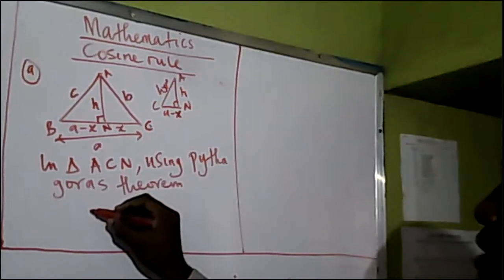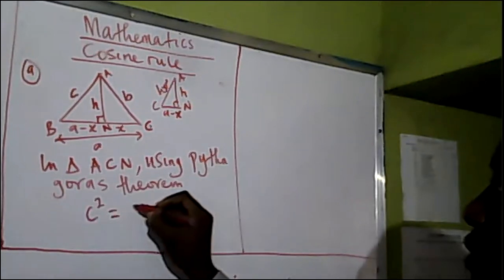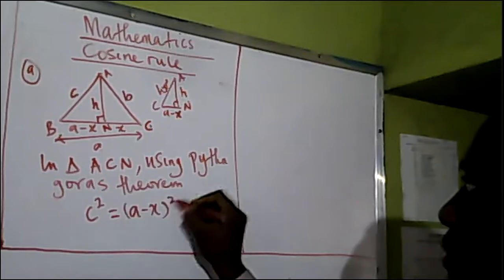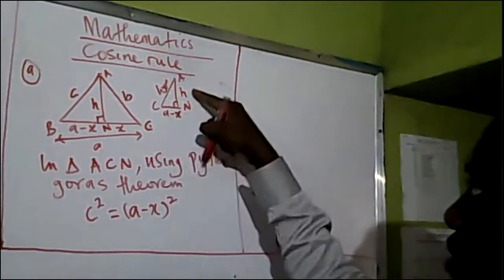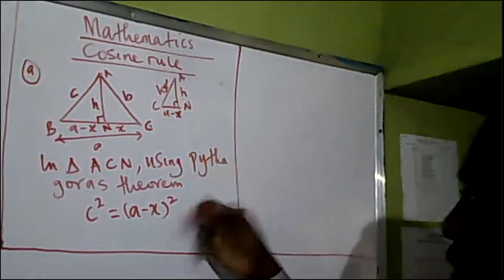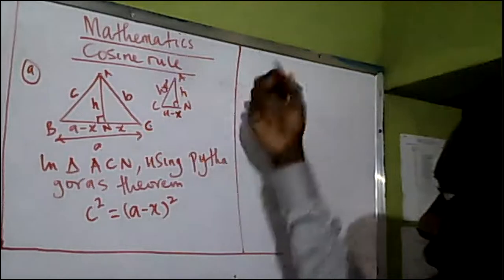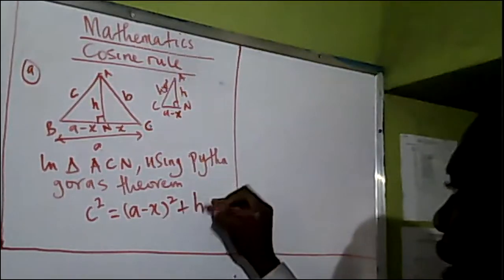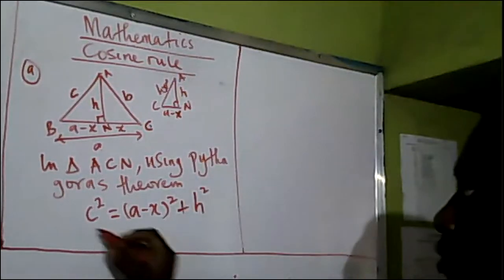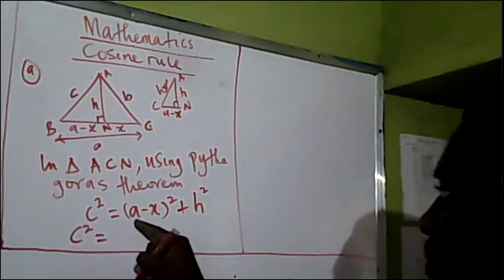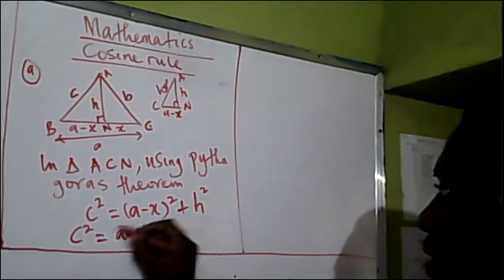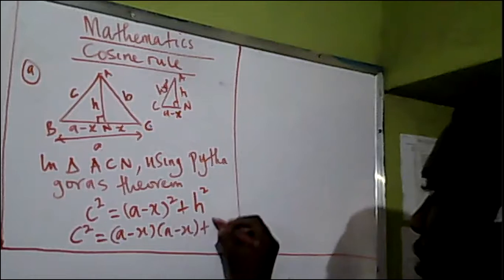c squared is equal to what? a minus x squared. This is your adjacent and this is your opposite if this is the angle. Any one of them can be your opposite because the angle is not given. So plus h squared. What do you do now? Expand this: a minus x into a minus x, plus h squared.